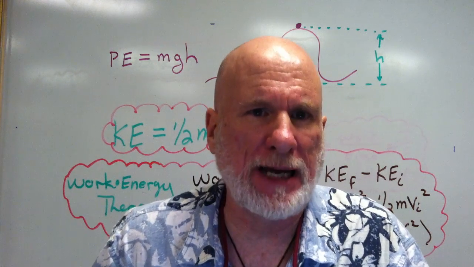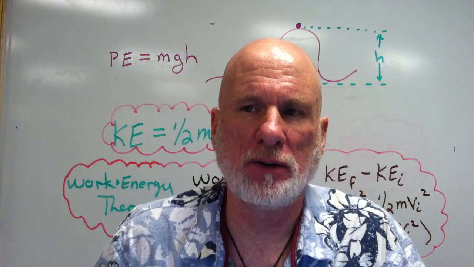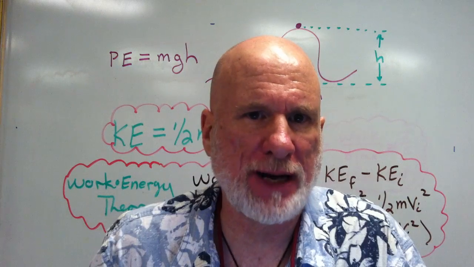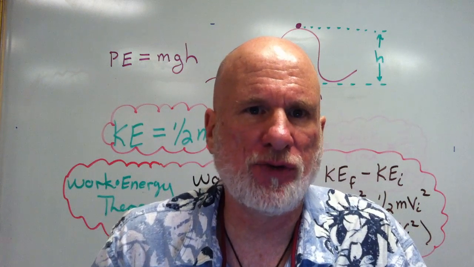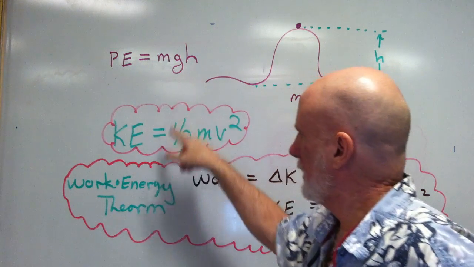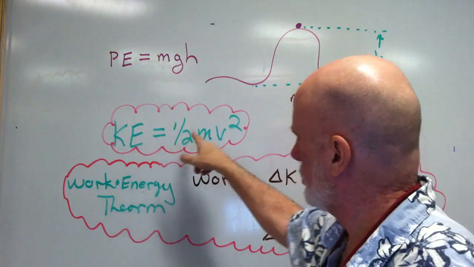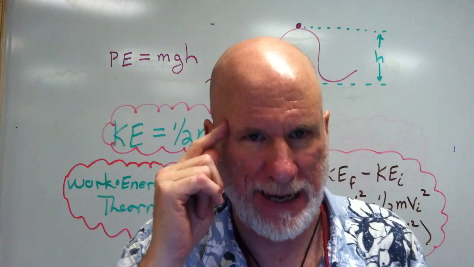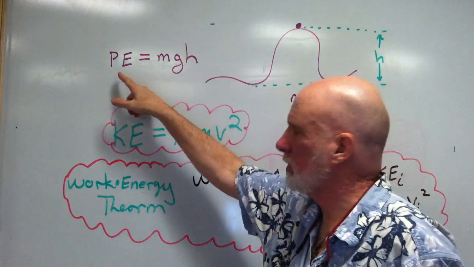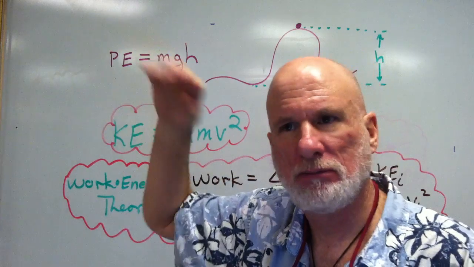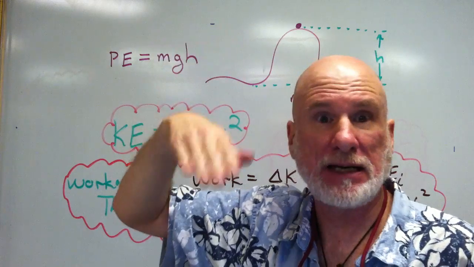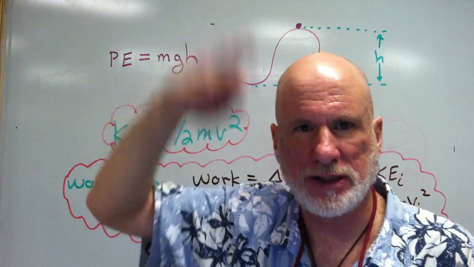The two major equations for energy, other than work equals force times distance, are the equation for potential energy, and that's mgh, okay? The equation for kinetic energy is 1/2 mass v squared, 1/2 mv squared. Potential energy is the energy of position, the potential to do work. The energy of position, meaning height, really. It has to do with gravity, vertical distance.